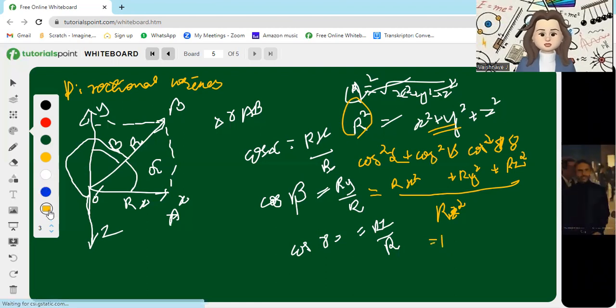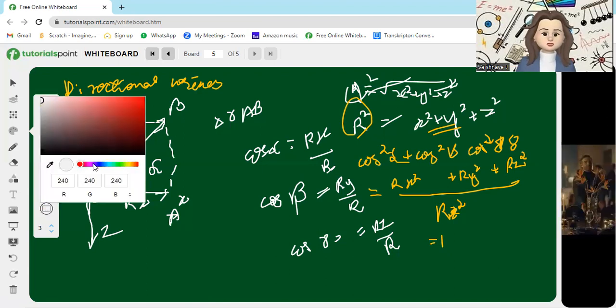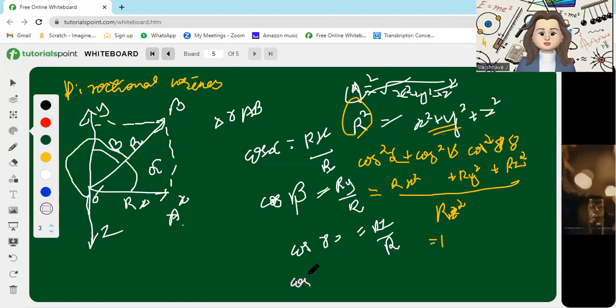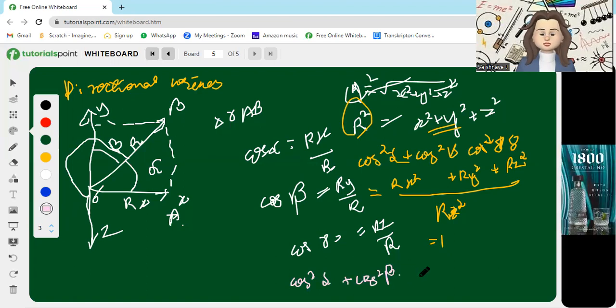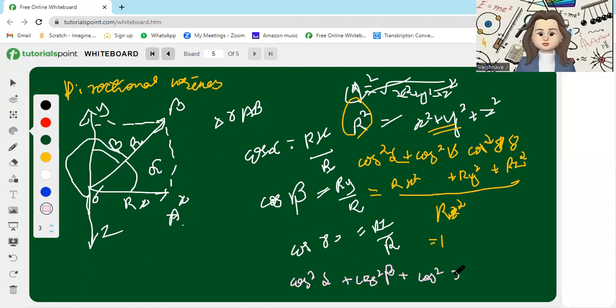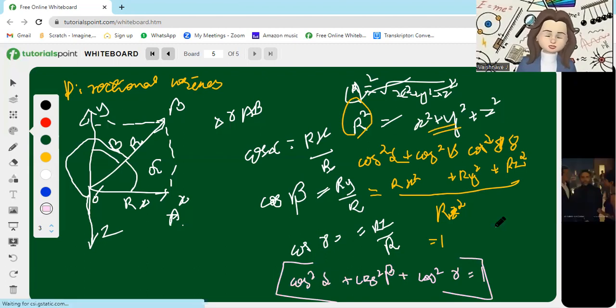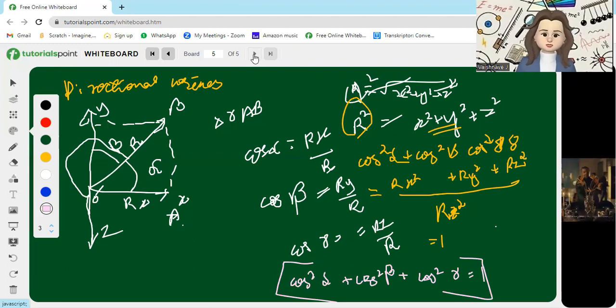So there is the law for today. The law for today is cos square alpha plus cos square beta plus cos square gamma is equal to 1. Okay, this is very important. The whole thing is called directional cosines. So with this, we'll be done with the basic concept.